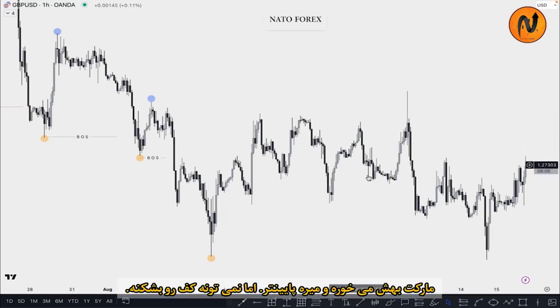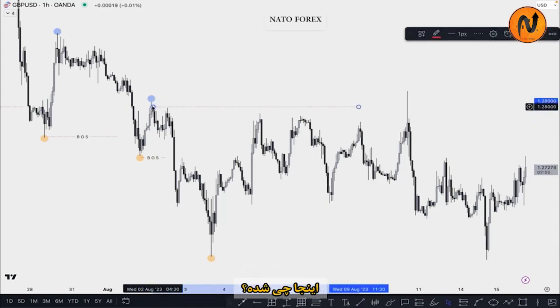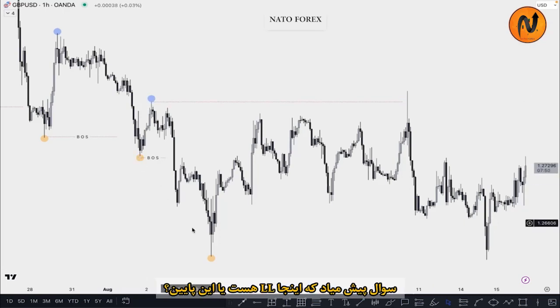The market mitigated this one and pushed downside but was not able to break this low. The market again went higher and broke this main high, this one right here. Okay, so what happened here? When the market broke this high here, where is our structure? Is this a lower low, or is this a lower low?